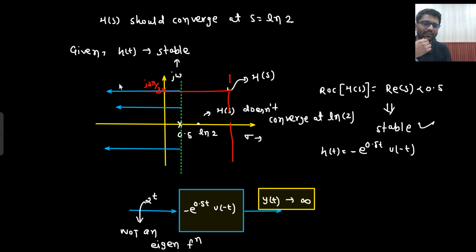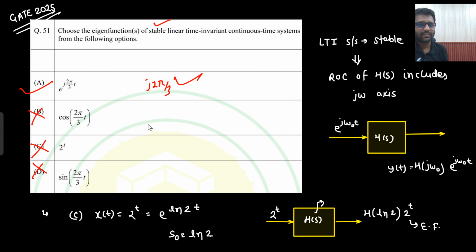What if this was the ROC? Then it would be lying, right? But if this is the ROC, then ln2 is not lying in the region of convergence, then y(t) is coming out to be infinity. So how can you say that it is the eigenfunction? No, you cannot say. So only this should be the answer. But the given answer was A and C. And it should have been challenged. And we did not notice, I did not notice it, no one noticed it, and it was not challenged.